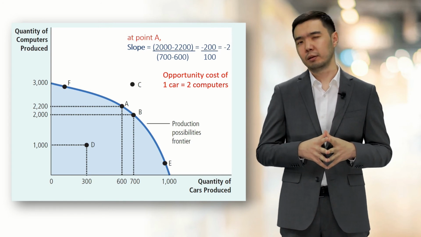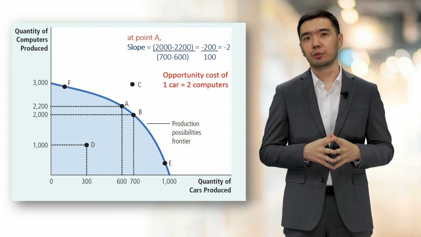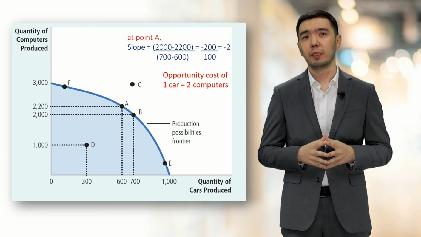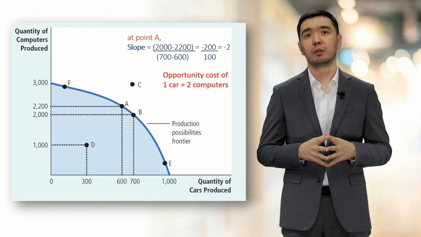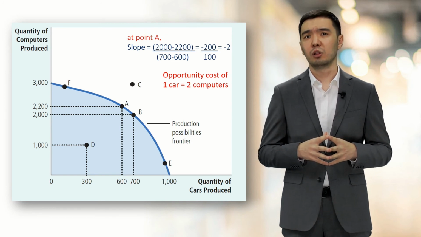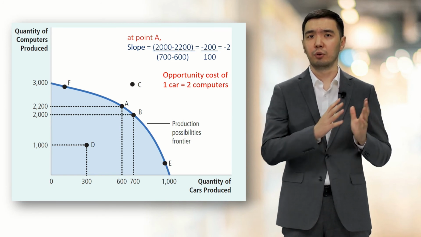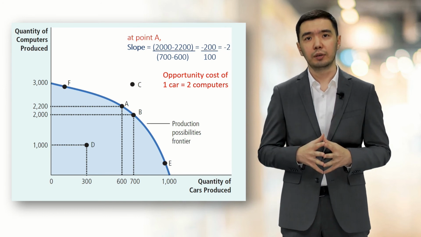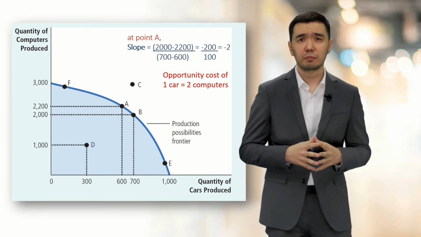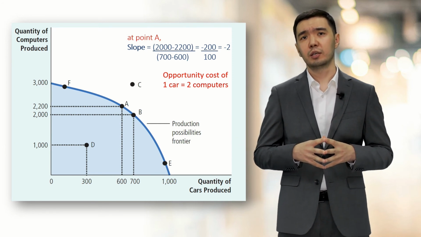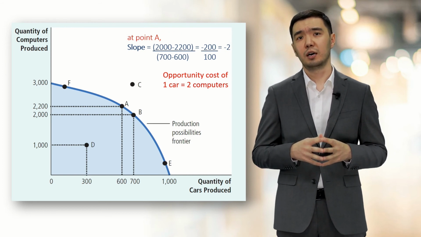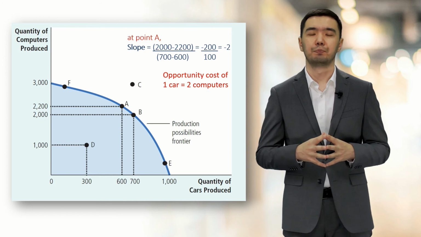and the frontier is relatively flat. By contrast, when the economy is using most of its resources to make cars, such as at point E, the resources best suited to making cars are already at work in the car industry. Producing an additional car means moving some of the best computer technicians out of the computer industry and turning them into auto workers. As a result, producing an additional car requires a substantial loss of computer output. The opportunity cost of a car is high and the frontier is steep.